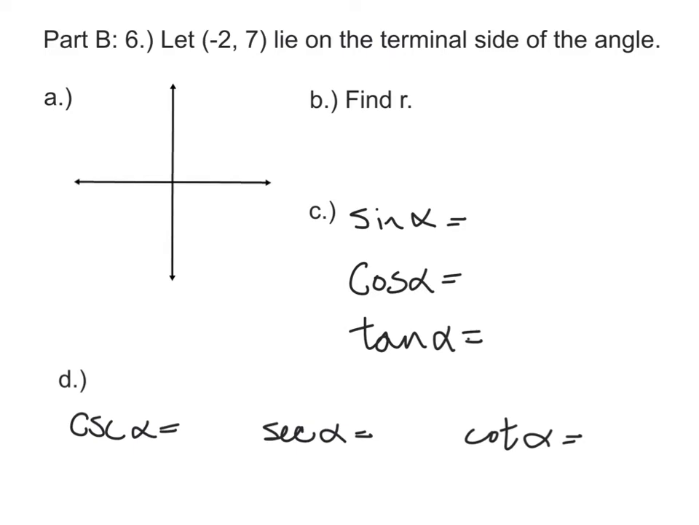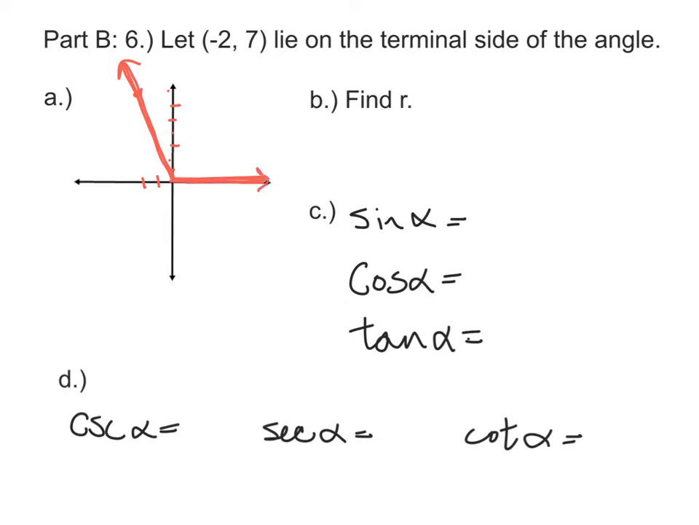If we let (-2, 7) lie on the terminal side of the angle, we can first graph it by plotting the point -2 and then up 1, 2, 3, 4, 5, 6, 7. So there's our point, which will give us a point that's on the terminal side. So it's going to have a ray that starts at the origin and goes through that point. That's the terminal side. The initial side will be the positive x-axis.